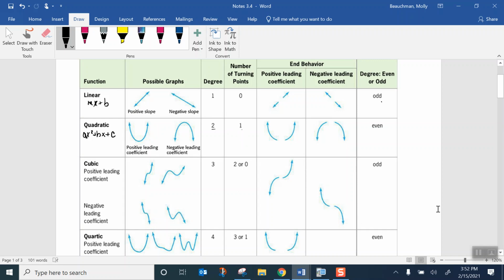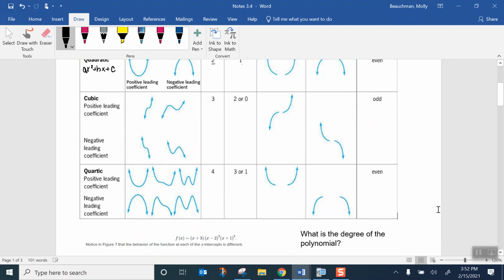So as you get higher degree polynomials, your choices for what the graphs look like increase. So a cubic that has an x cubed plus bx squared plus cx plus d, we're adding in more coefficients and more terms. It could look like just an increasing function like x cubed, or it could have 2 turning points. So the degree is 3. It could have 2 turning points or none. And then we've got in behavior for both positive and negative leading coefficients.